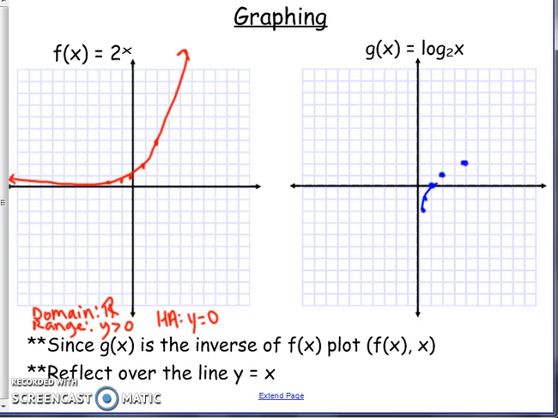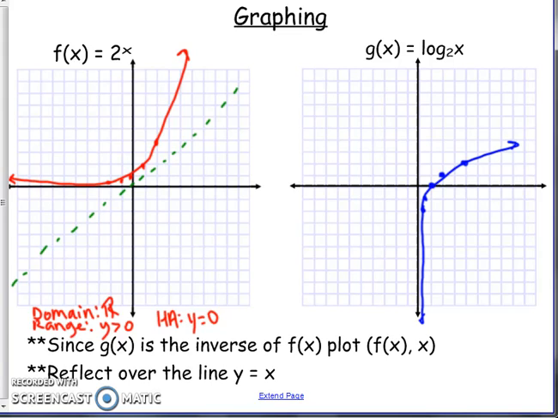So if we look at this graph, it looks similar to f of x equals 2 to the x, but it's reflected over the line y equals x. So there's some line here, y equals x. And if I were to draw this on paper and fold it along that dotted line I just drew, they should match up.